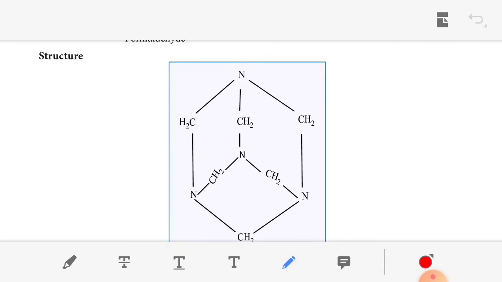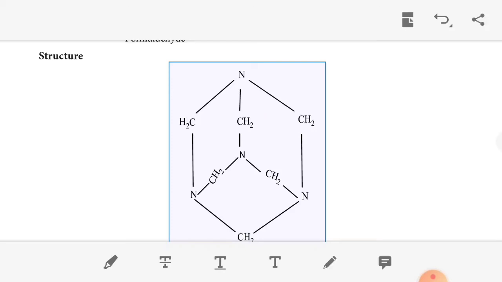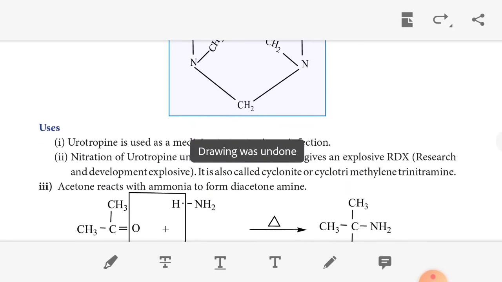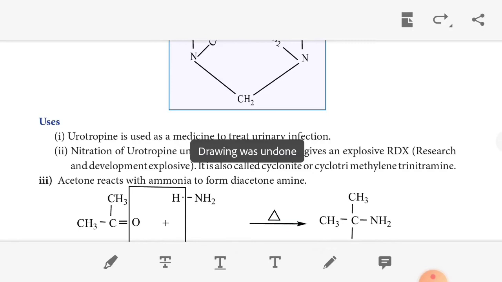The 1 2 3 4 5 6 CH2, then 4 nitrogens, 1 2 3 4, from ammonia. So this is called hexamethylene tetraamine. Uses of urotropin: medicine for urinary infection. The nitration of urotropin under controlled condition gives an explosive, that is RDX, research and development explosive. It is also called cyclonite and cyclotrimethylene trinitramine.